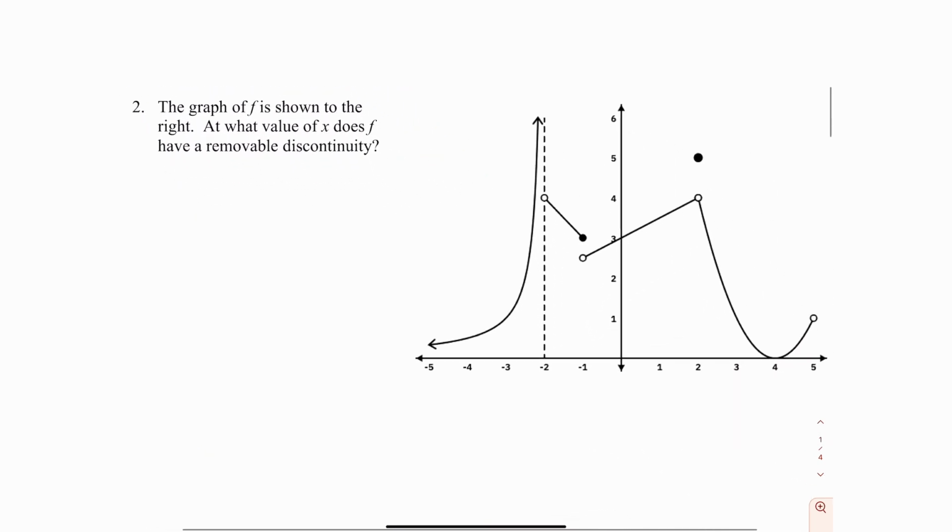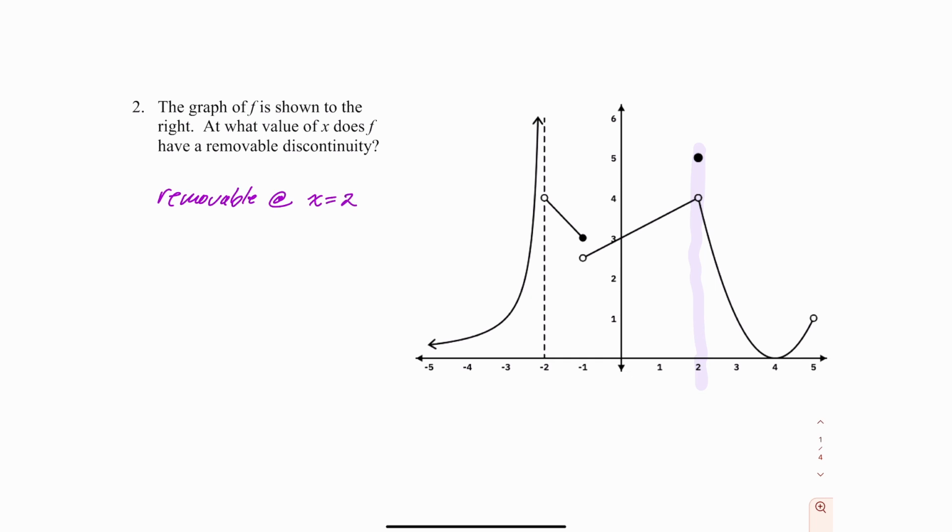The graph of f is shown to the right. At what value of x does f have a removable discontinuity? All right, so you can look, this is where you have your removable discontinuity. So there's a removable discontinuity at x equals 2. I'm going to write that down. So, removable at x equals 2.